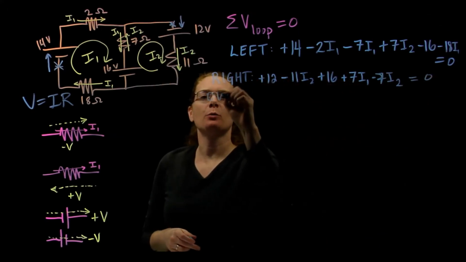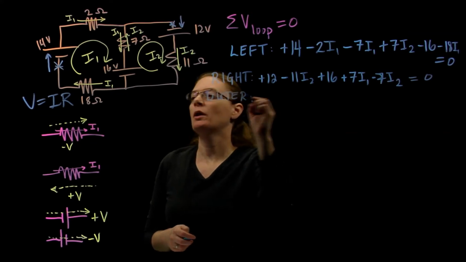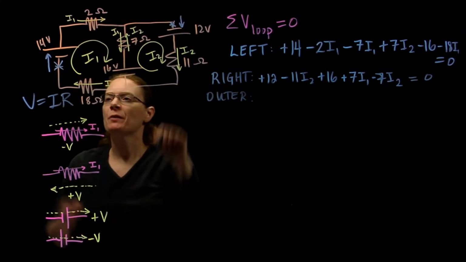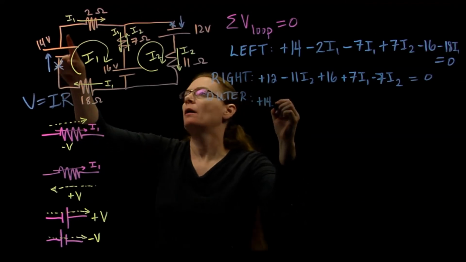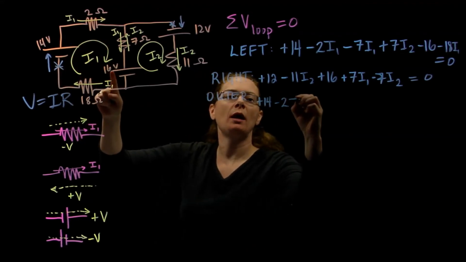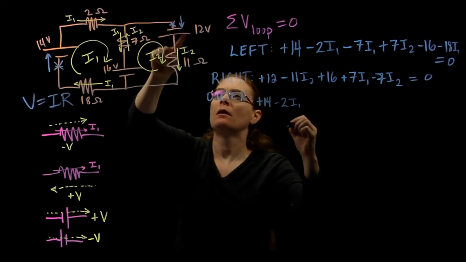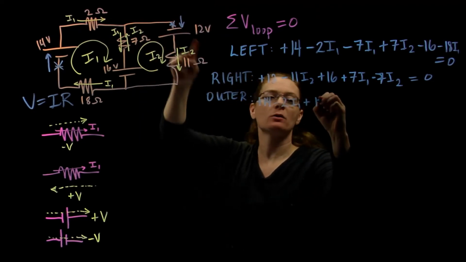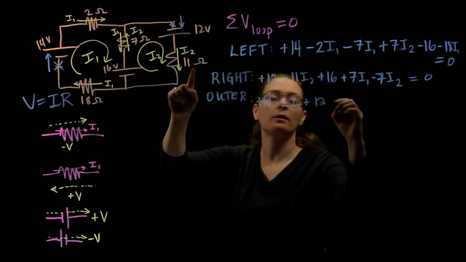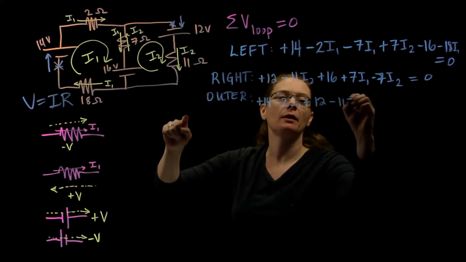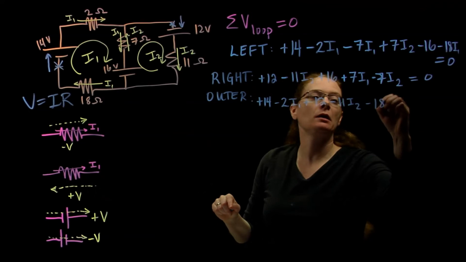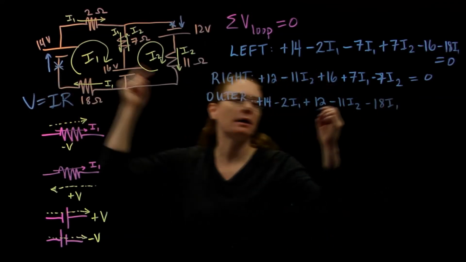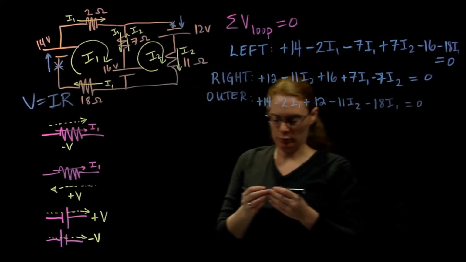And now the outer loop. I'm going to walk all the way out the big loop. I'll just start here again. So plus 14, minus 2 I1. I'm walking with that, so it's a plus 12 volts across that battery. I'm walking with I2, so negative 11 I2. Walking with it, so it's a negative 18 I1. Back to start. Stop. Set equal to 0.